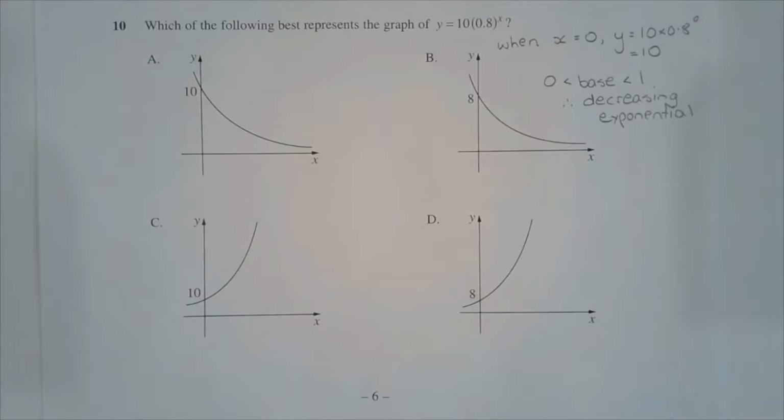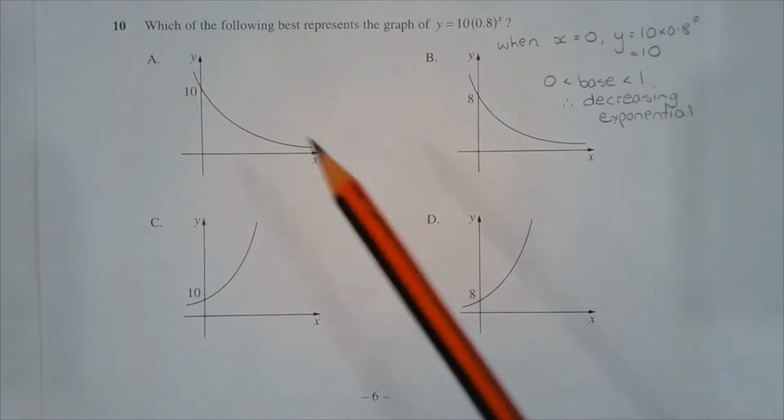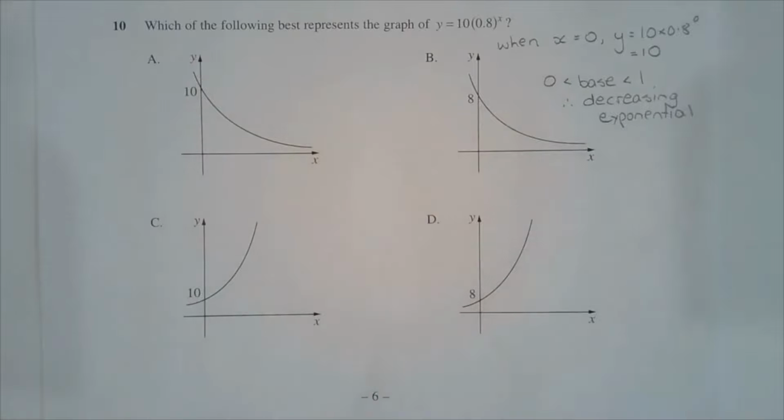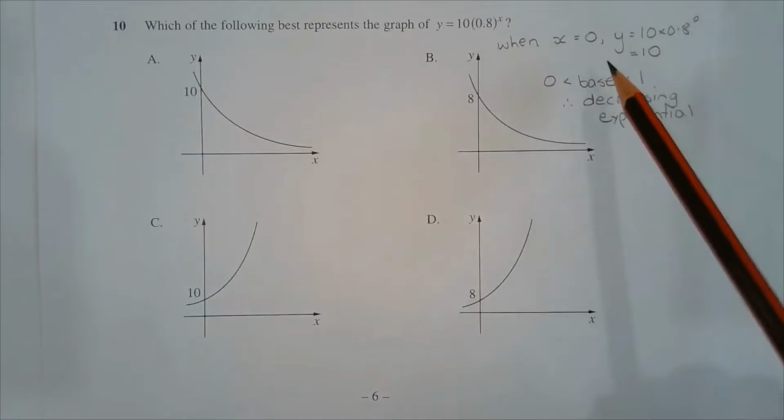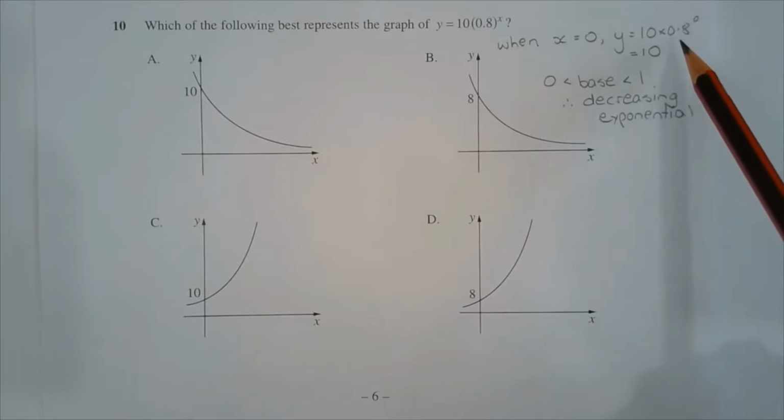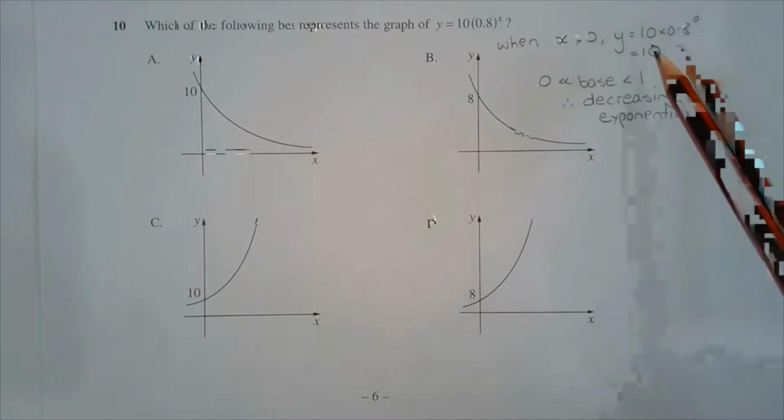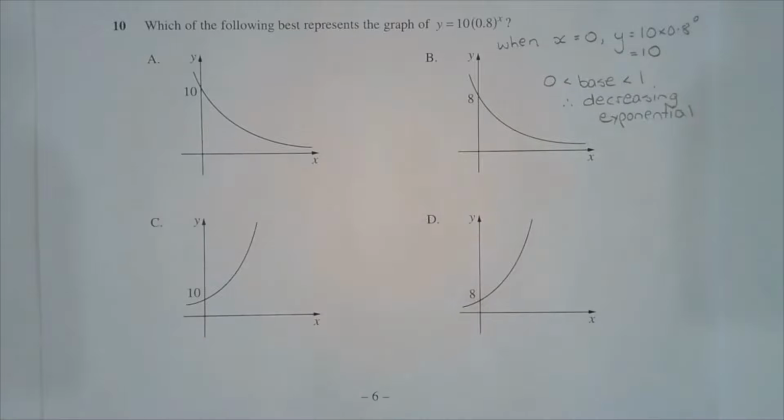Two things to consider. Firstly, the y-intercept. We have a choice of 10 or 8. To find the y-intercept, let x equal 0. When x equals 0, y equals 10 multiplied by 0.8 to the power of 0, and 0.8 to the power of 0 is equal to 1, so y equals 10. So the two options at the moment are either A or C. So B and D are out.